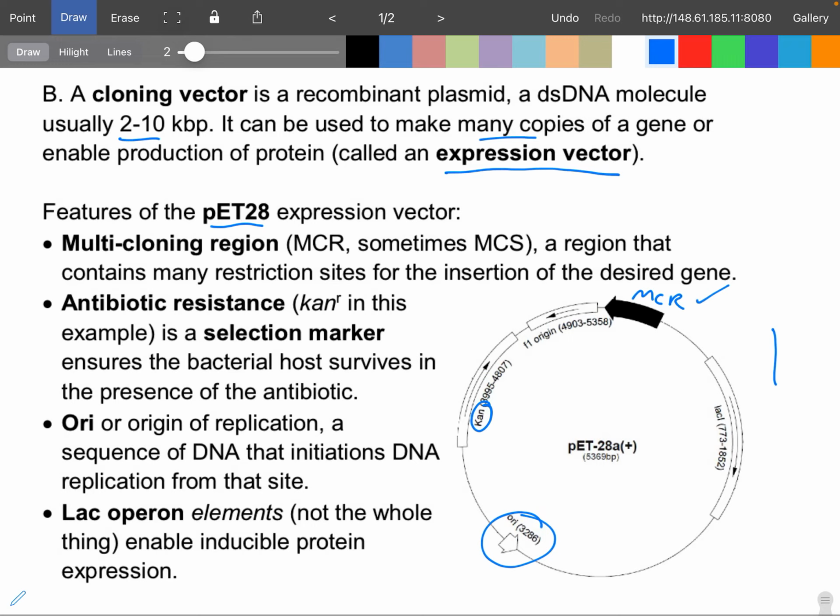There are also elements from the lac operon, not the entire lac operon. It does enable protein expression to be inducible, and that's sort of what this lacI is here. We're not going to get into too much about that right now. There's a video where we'll talk much more about that. But for now, just understand that there are elements on here that enable us to turn on protein production.